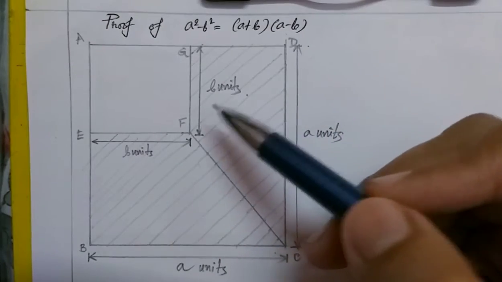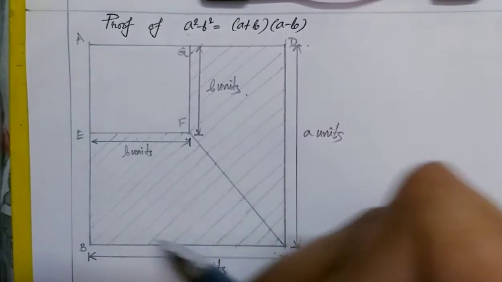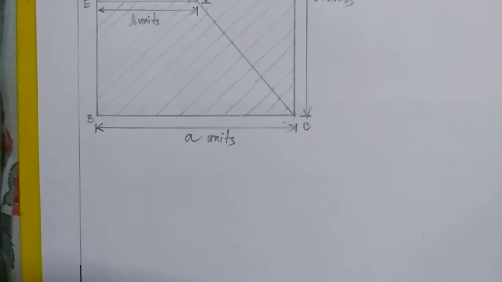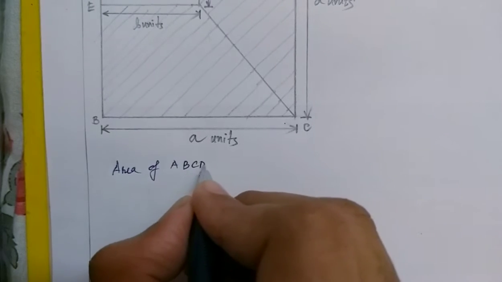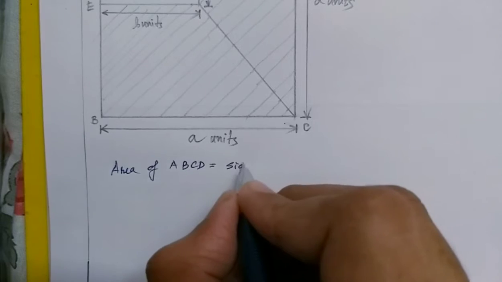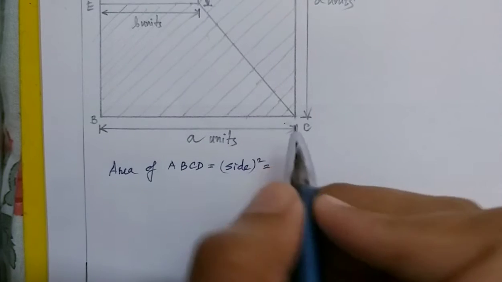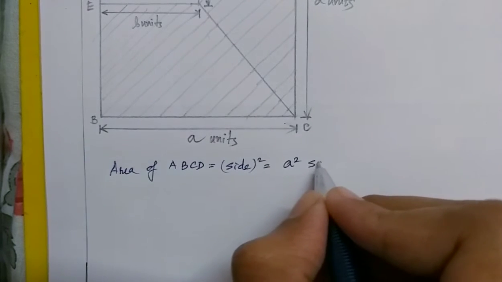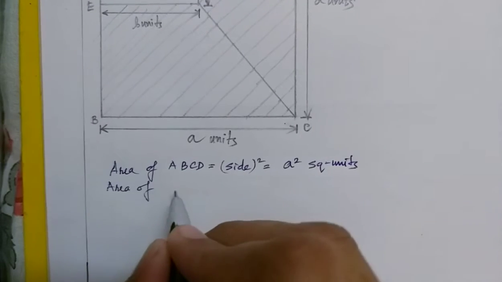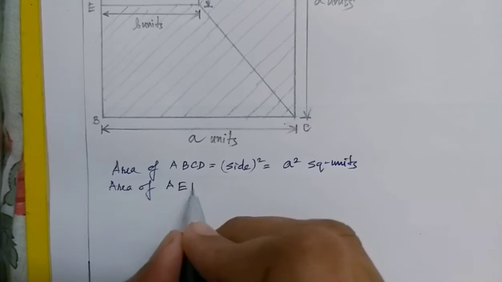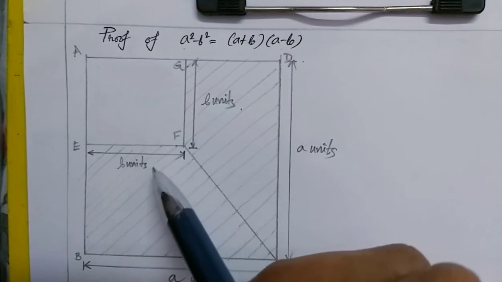Now a² is nothing but the area of this big square. So I can write: area of ABCD is equal to side squared. The length of one side of the big square is a units, so this gives a² square units. Similarly, the area of AEFG, the small square, will be side squared, that is b² square units.